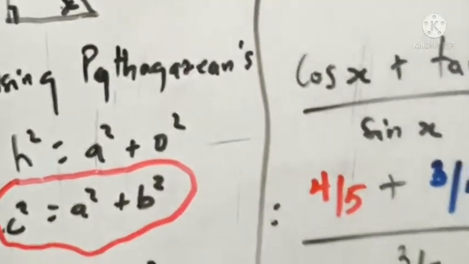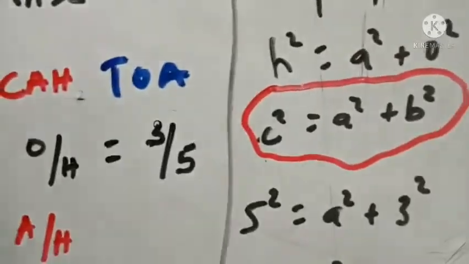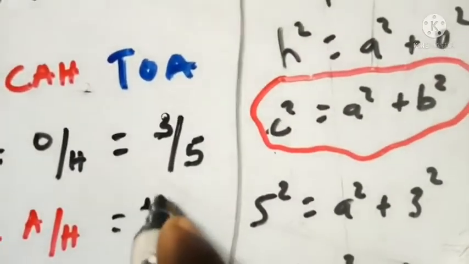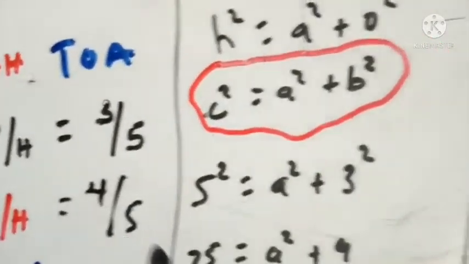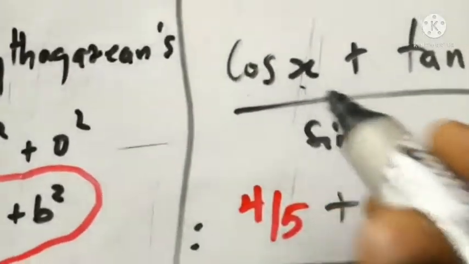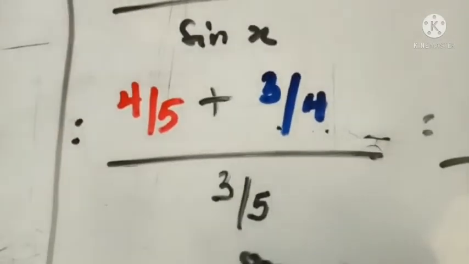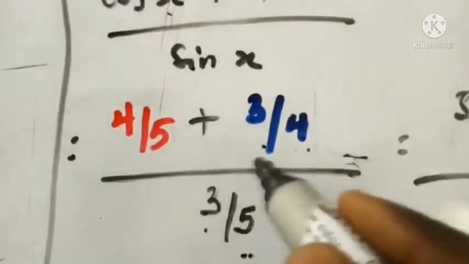So all you need to do is write the cos, because cos is equal to adjacent over hypotenuse. So here will give us 4 over 5. So here we are going to place 4 over 5, and the tan will give us 3 over 4, and then the sine was already given, which is 3 over 5.